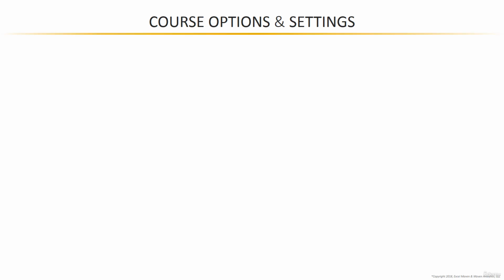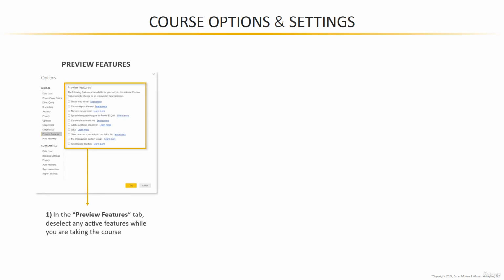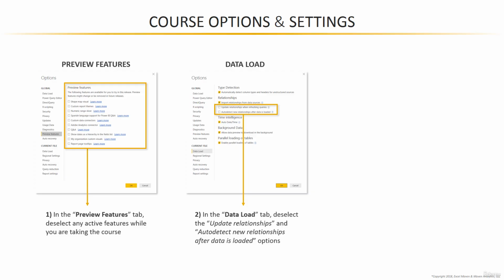Next up, let's talk course options and settings. There are 3 different adjustments that we're going to make just to make sure that we're on the same page throughout the course. First, we're going to look at our preview features and make sure those are deselected. Now, as Microsoft rolls out new beta features and tools, those will populate in this list, and you have the option to enable them to try them out. In this case, we're going to deselect any of those and make sure that we're working from the same core platform. Second, we're going to update our data load settings to deselect the Auto Detect New Relationships option.